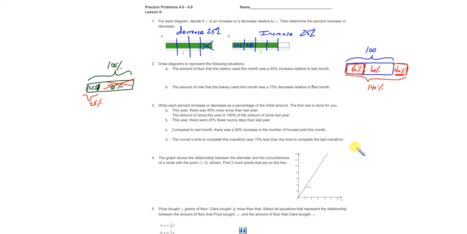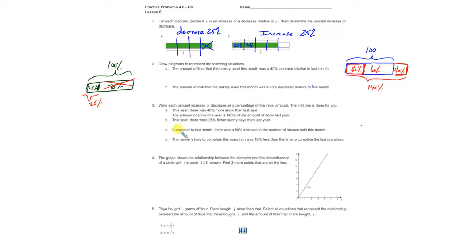And it really extends into number 3. So we'll go ahead and do number 3 also here. Write each percent increase or decrease as a percentage of the initial amount. Okay? They've done the first one for us. This year there was 40% more snow. So that one's just like the one we just did. 40% more means that there is 140% of the amount of snow from last year. Okay? Because we combined it.